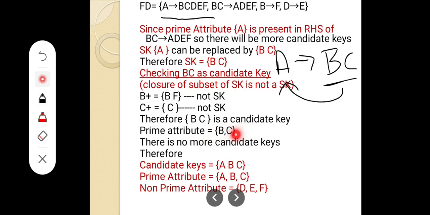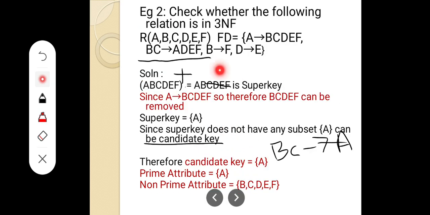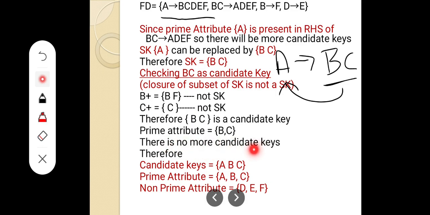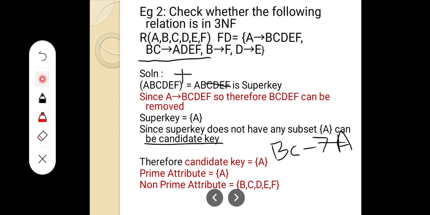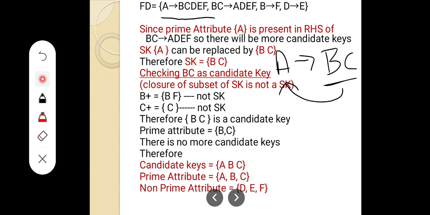When we replace this BC with A, again the super key will be A. We have already computed that super key A, so it will be a repetition. So now we can stop here. We don't want to go further. We have already found that A is a super key, so we stop this repetition. So we have two candidate keys. What are they? The candidate keys are A and BC.